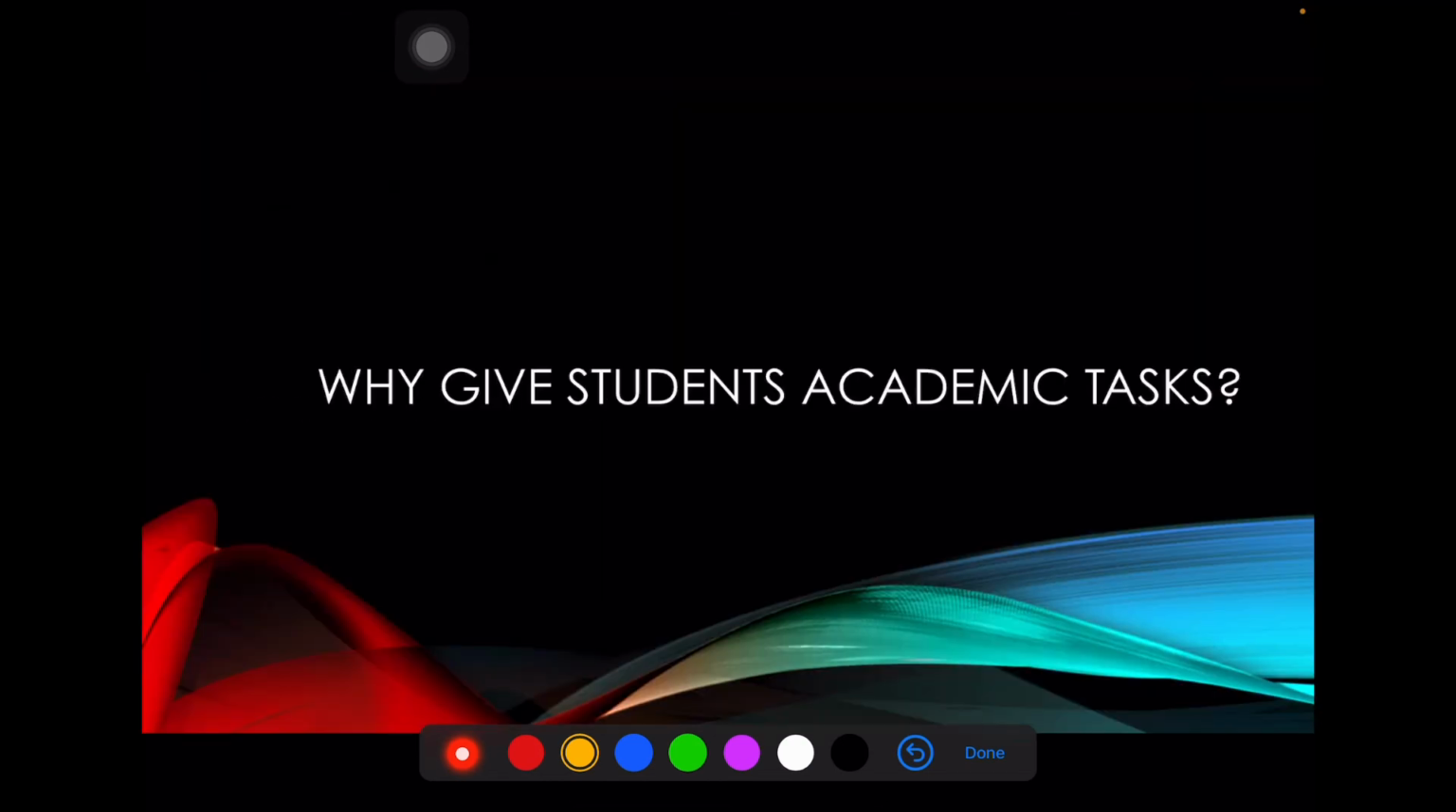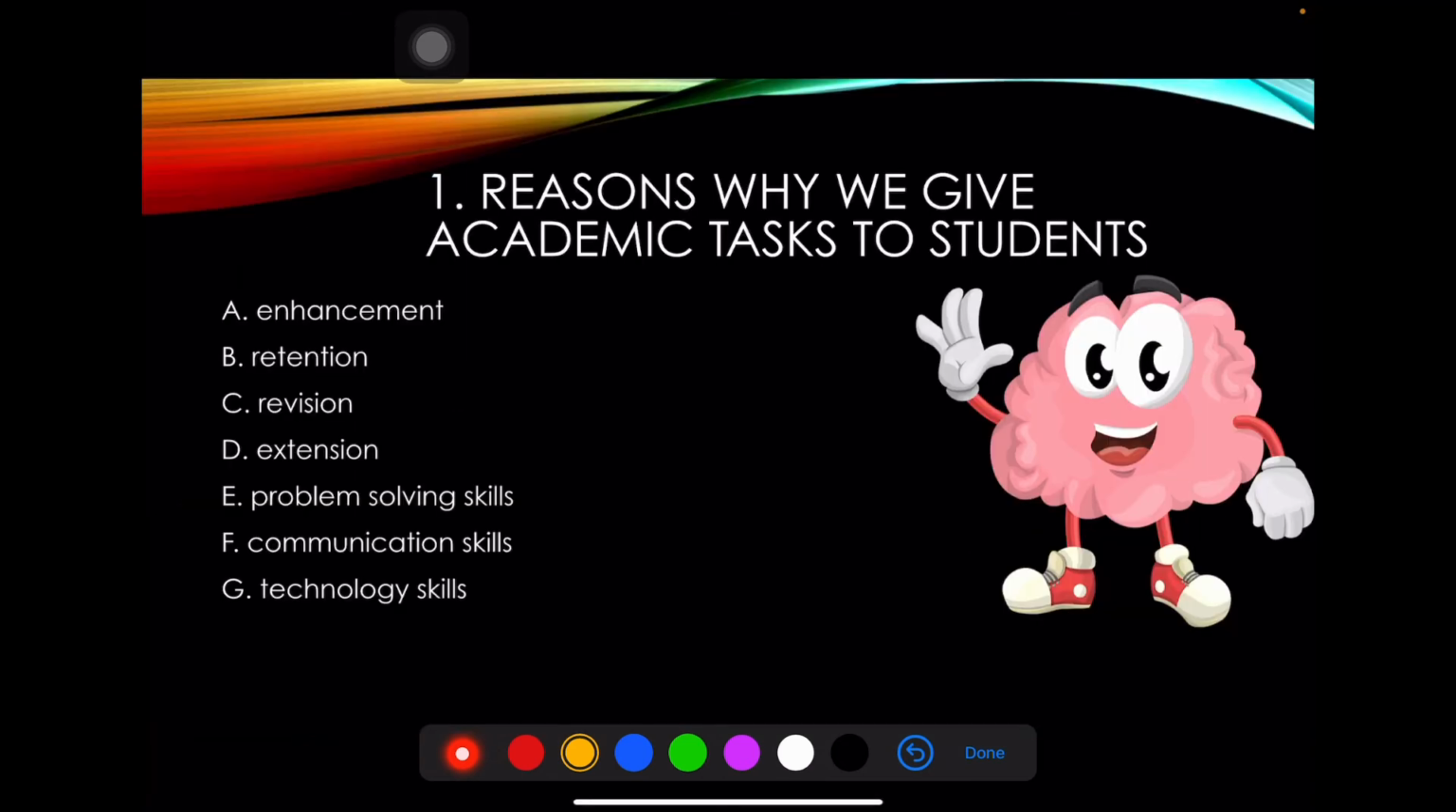Alright, so let's go to why do we give students academic tests. So this is the second one, okay, from the chart that we saw earlier. Alright, reasons why we give academic tests to students. Number one, enhancement. Okay, A, enhancement, B, retention, C, revision, D, extension, okay, E, problem solving skills, F, communication skills, and G, technology skills. These are some. There are others, okay, but for now, these are the ones that we go by.